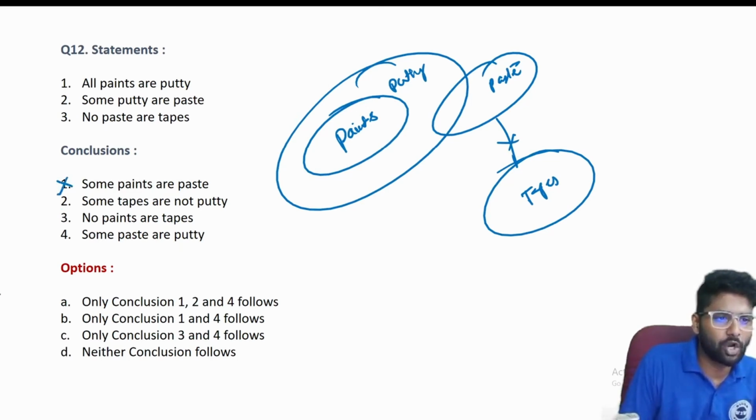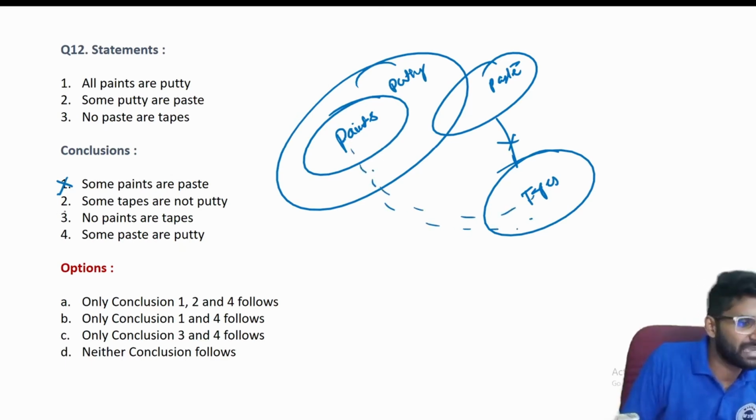Some tapes are not putty. Is it possible all tapes are putty? Yes, all tapes can be putty. All tapes can be paint. Definitely, some tapes can be putty. So it is also invalid.